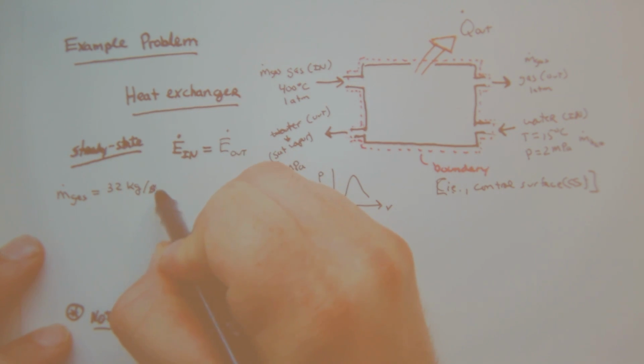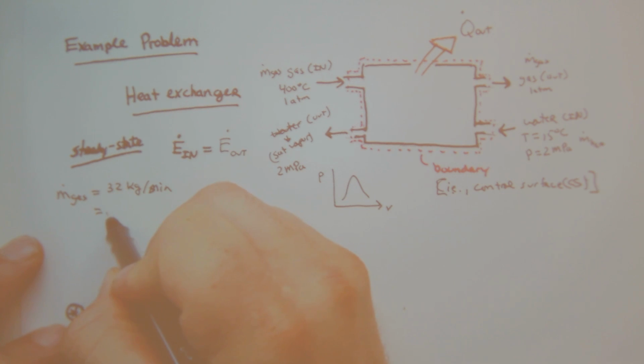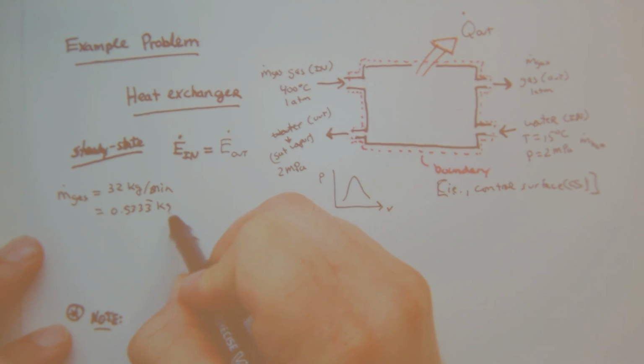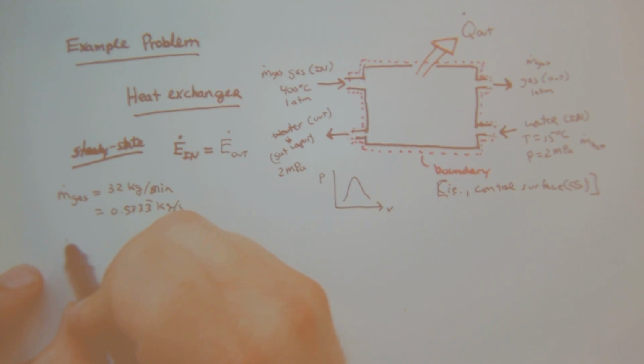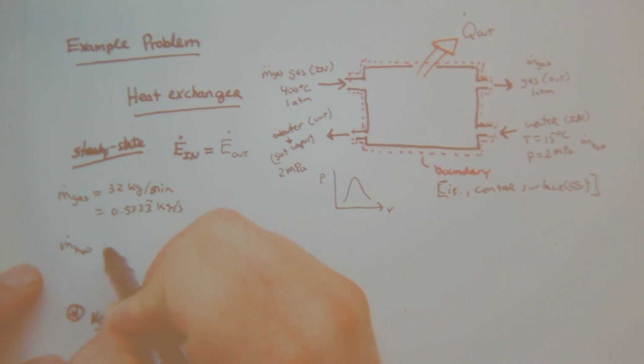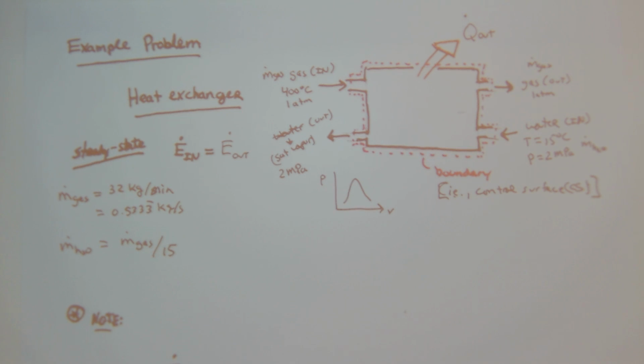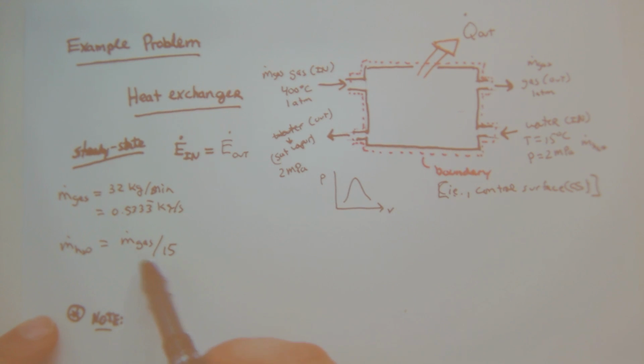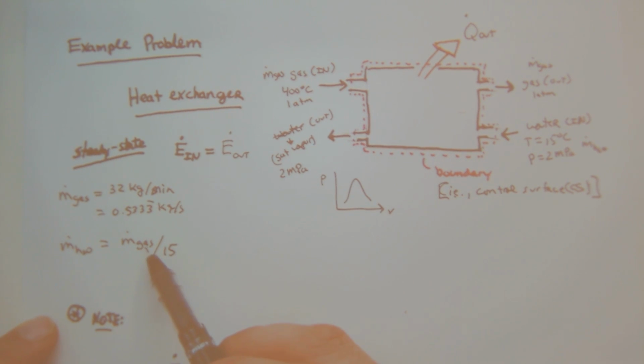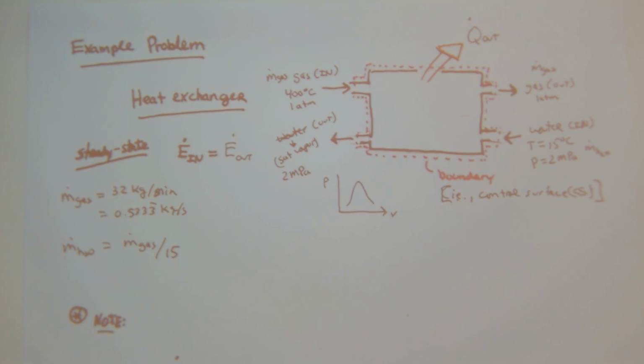I should have had minute, which equals 0.5333 kilograms per second. M dot H2O is equal to m dot gas divided by 15. So it's just some fraction. And I just made it this way because the mass flow rate of gas should be less than that of water, because gas has less friction than water flowing through piping and stuff like that. But it is.